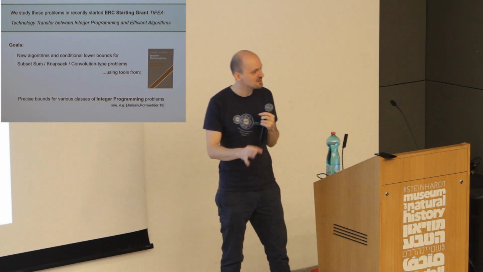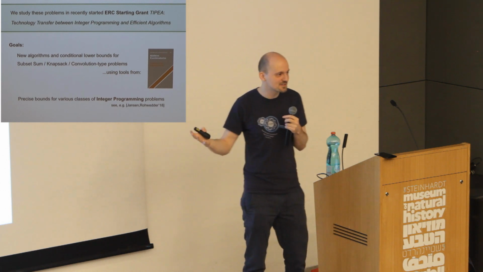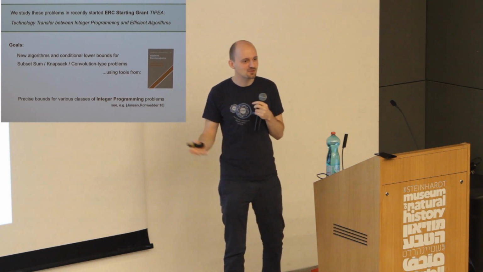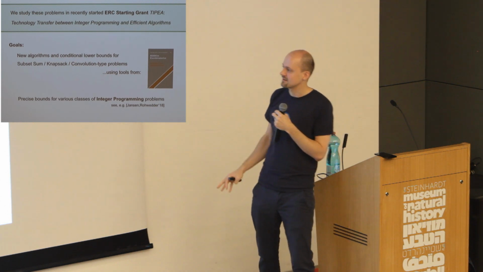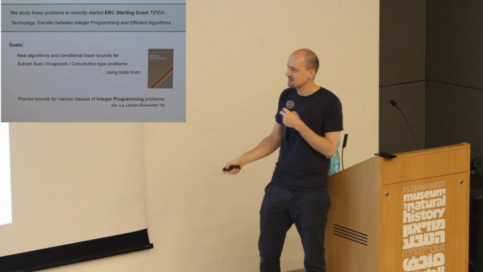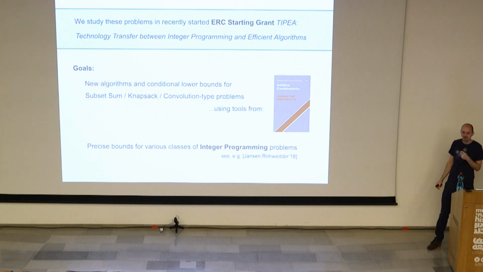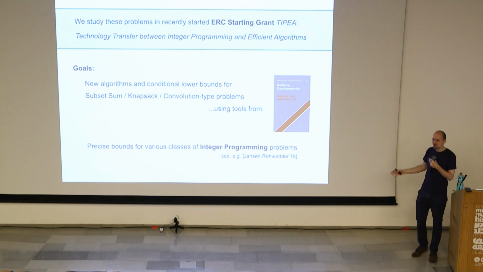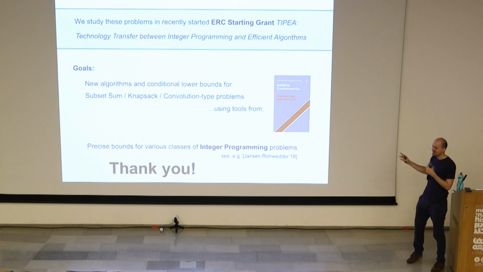Like this Chan and Lewenstein paper is one example. I've showed you one more example where Ruzsa's triangle inequality gave an algorithmic improvement. And basically this is about studying how this works, and then also trying to generalize this to classes of integer programming problems. So let me know if you're looking for a postdoc position, and let me stop here.